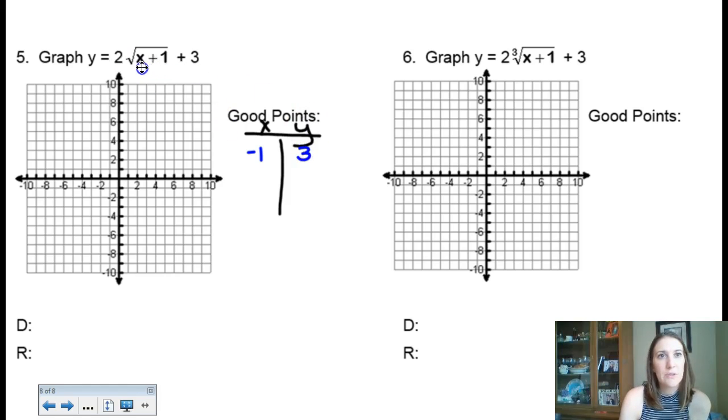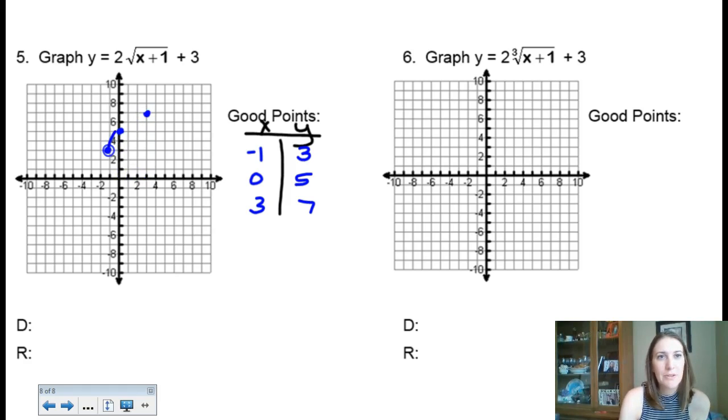The next nice thing to square root is a 1. So putting a 0 here would work. So 2 times 1 plus 3 is 5. And then the next nice thing to square root is a 4. So if I put a 3 here, that'd be square root of 4, which is 2. 2 times 2 is 4, plus 3 is 7. And that's good enough for now, guys. So -1, 3, 0, 5, and 3, 7.